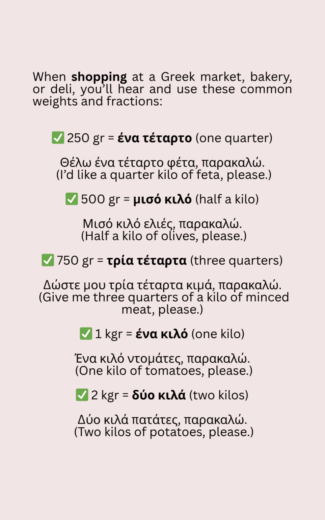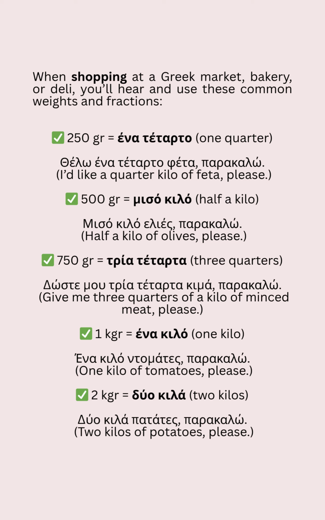Then, τρία τέταρτα is three quarters, okay. Δώστε μου, if the person who sells you the thing is a mathematician as well, or you want to make his or her life miserable, say τρία τέταρτα. No, I'm kidding. Δώστε μου τρία τέταρτα κιμά, παρακαλώ. Give me three quarters of a kilo of minced meat, please. Kimas is the one that we use for the patties, for the burgers. Ένα κιλό, one kilo. Ένα κιλό ντομάτες, παρακαλώ. One kilo of tomatoes, please. Δύο κιλά of tomatoes, τρία κιλά, etc., etc.